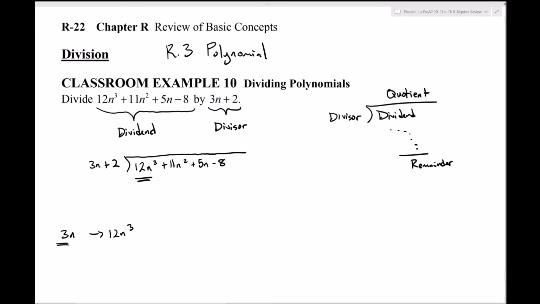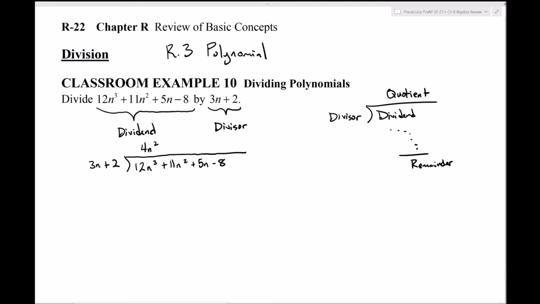So 3 became a 12. That's multiplication by 4. n became an n cubed, so I need an extra 2 because we're adding. When you're trying to multiply or divide exponential expressions, the exponents add or subtract. So what do I add to the 1 that's already there to get 3? It would be 2, is how we figure that one out. So that's going to be 4n squared, and that's going to be written on top where the quotient goes. So that's the leading term of the quotient.